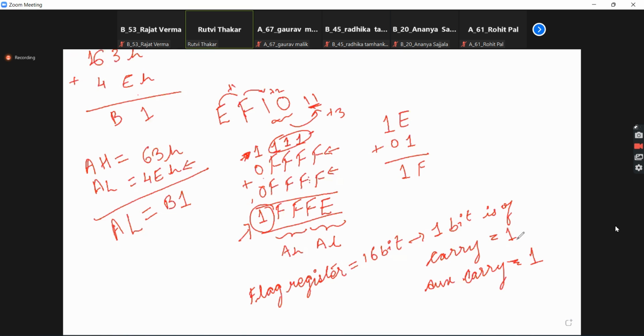Flag registers can be checked. Individual bits, carry bits or auxiliary carry bits can also be checked. Okay, these are all the instructions in your 8086 which can be understood. Clear? Yes, ma'am. Okay, great.